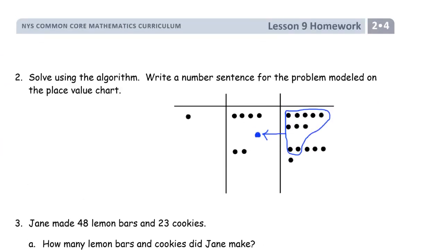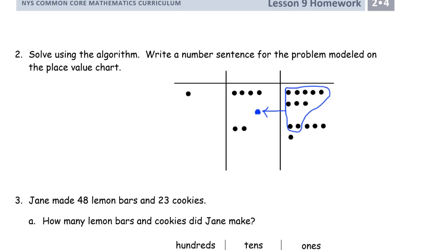145. Now, this page here says solve using the algorithm and write a number sentence of the problem modeled on the place value chart. So let's see what we have here. In this model, we have our two addends, right? This was our first addend here. And below the line that I just drew is our second addend.